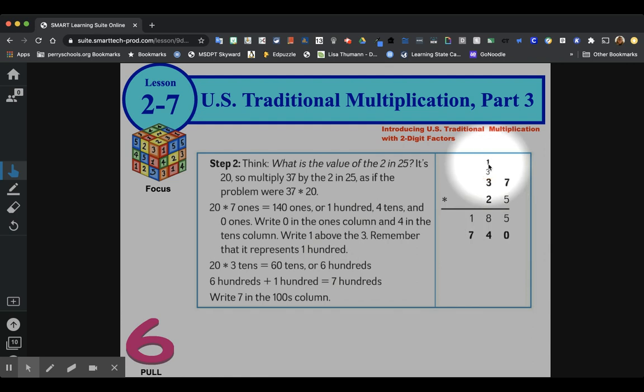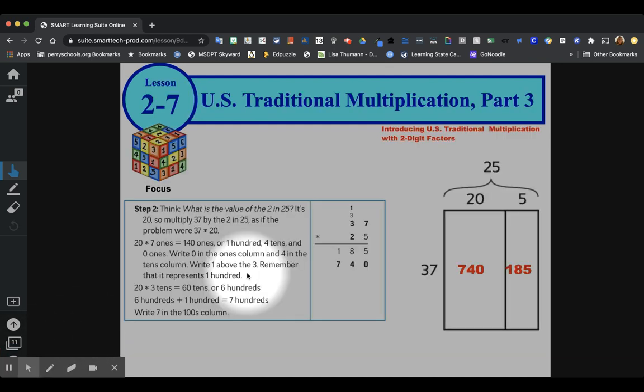So 140. And then you're going to take 20 times 3 tens, or 60 tens, or 600s. So you're going to take 2 times 3 is 6, plus that 1, which is 700. So you get 740. So when we compare that to the area model, you've got 37 times 20 equals 740. We've got our 2 parts to the area model finished.